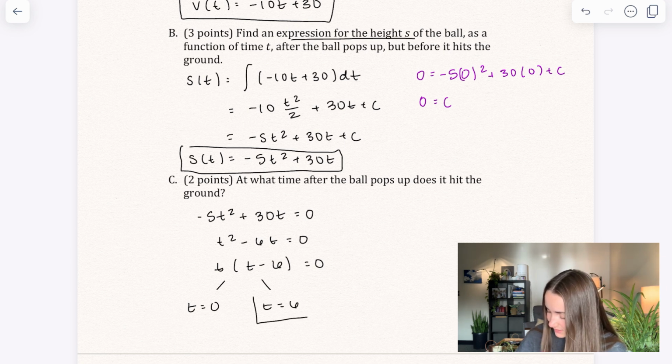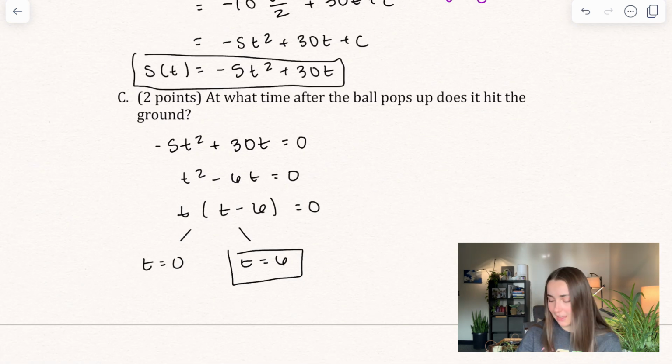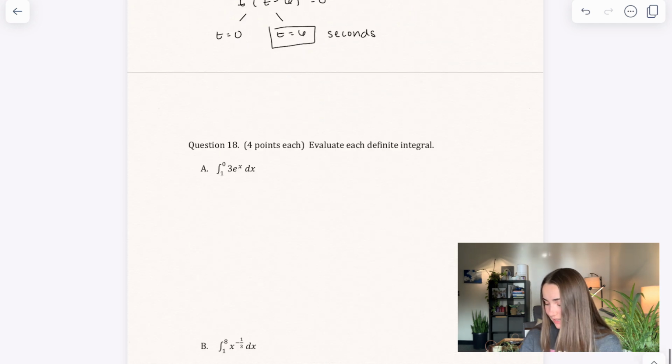And so this must be the time when it hits the ground. And we can check for units, and we're working in meters per second. And so this is going to be seconds. And that right there is our solution. So let's go try problem 18.